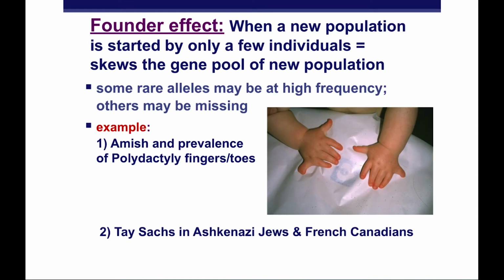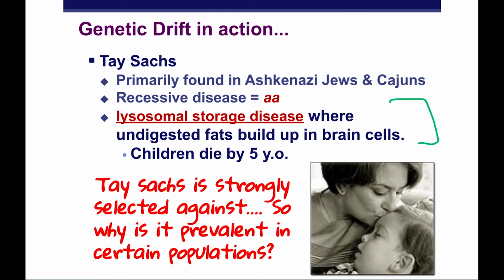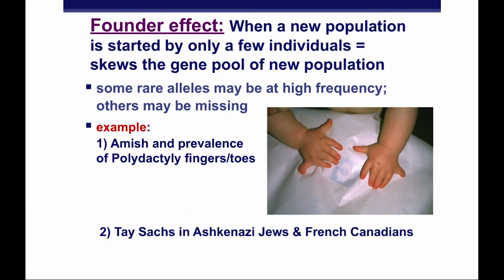So this is why people who are of this descent are often recommended to do a genetic test if they are going to have a kid, just to check how many copies of the allele they may have in case they pass it on to their child.